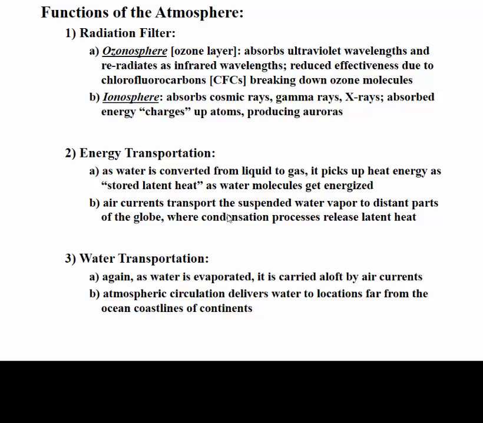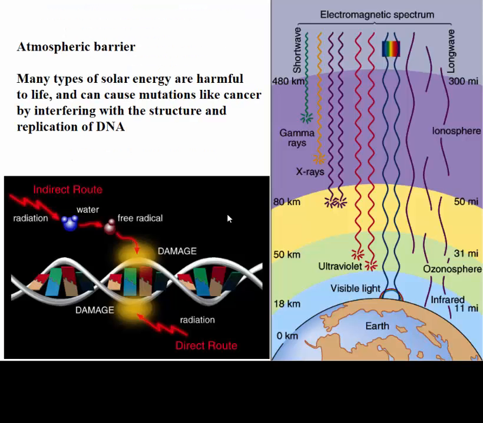In function of the atmosphere, the ozonosphere absorbs UV wavelengths. So if we do not have ozone, some of these UV wavelengths get through and cause harm to people. Energy transportation, and then water transportation. So these are just some of the functions. We have gamma rays that are absorbed in the ionosphere, UV in the ozonosphere. Visible light gets down to the surface of the Earth. So you can see these different places where some of these different wavelengths, some of which are harmful to human beings, can get to.